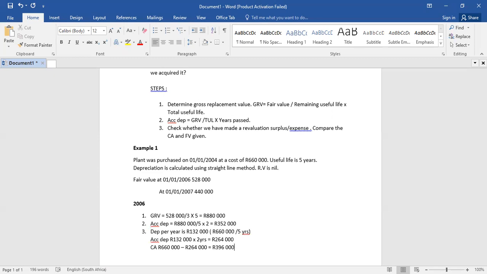Shuthi manje sesingakhona ukuthi sibheke ukuthi senze i-surplus noma senze expense. So our carrying amount is 396,000 and our fair value. How much is our fair value in 2006? It's 528, guys. Siyabona sonke. Many people make the mistake when it comes here. So with number 3, remember step 3 is to determine whether we've made a revaluation surplus or a revaluation expense. So you compare the carrying amount and the fair value given.